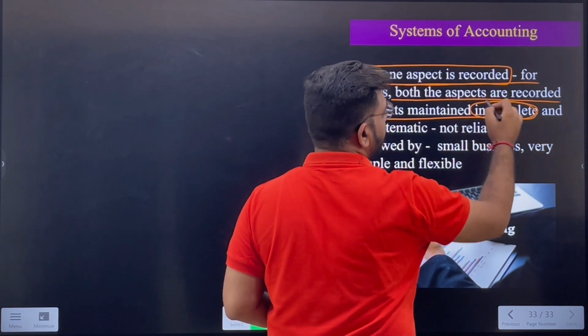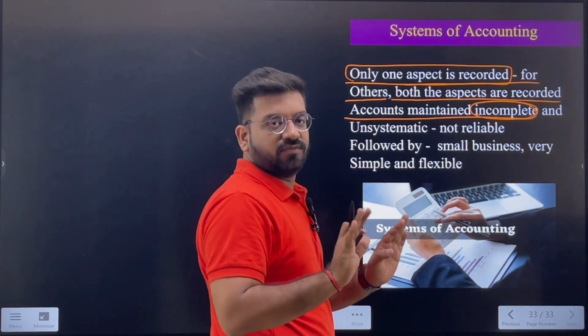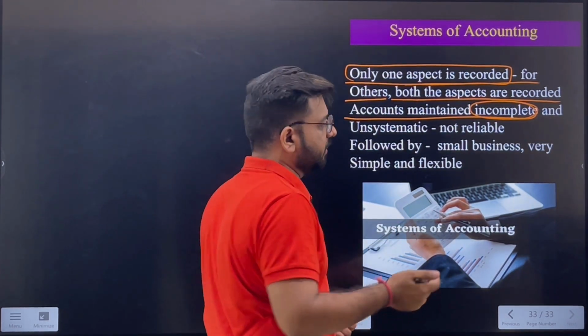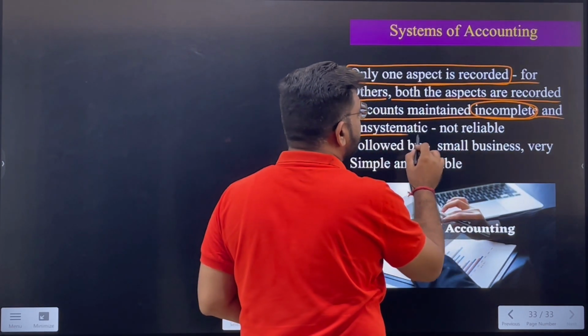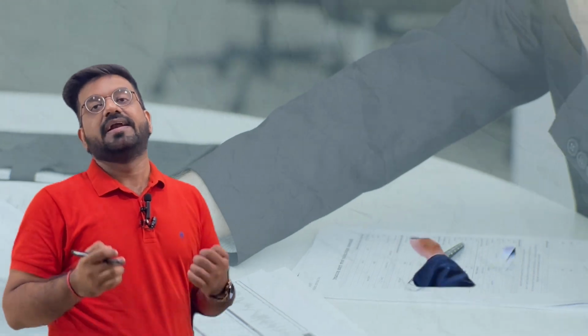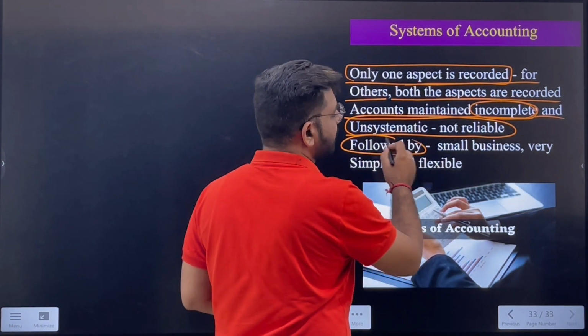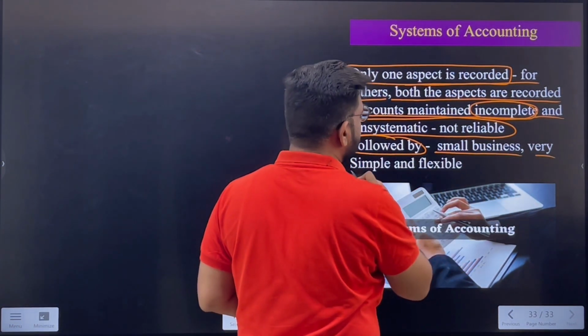That's why it is incomplete, because you cannot see the complete version of the account. You can know the information, but it is not complete basically. And it is unsystematic and not reliable. Obviously, if it is unsystematic, it cannot be relied upon. We cannot rely upon information that is incomplete, where there is a lack of information. Next, this can be followed by small businesses only, and it is very simple and flexible.